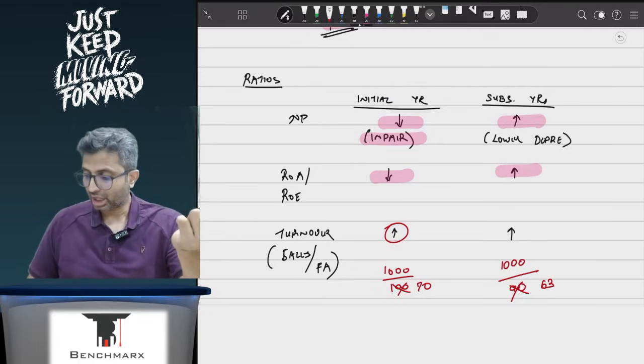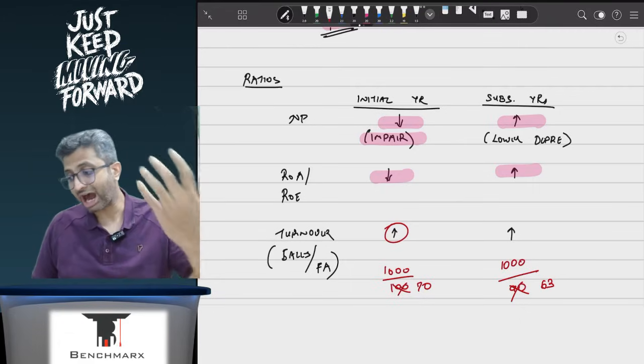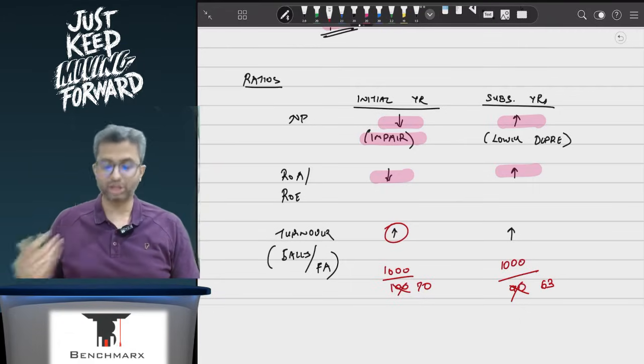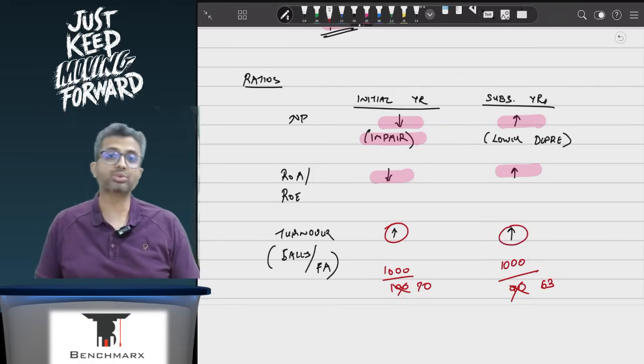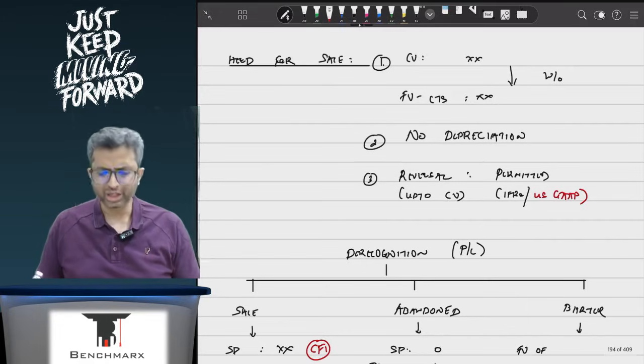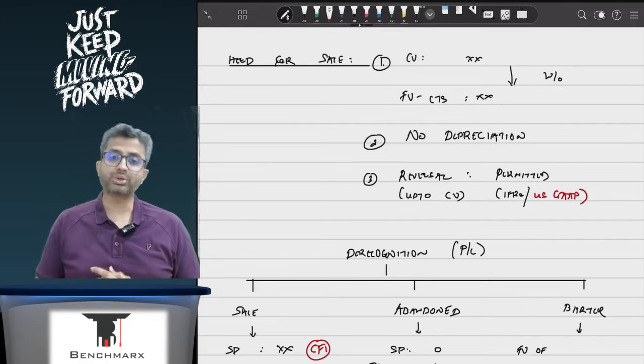So 1000 divided by 63, and you have a much higher relative turnover ratio. So turnover ratios, both for the current year as well as for subsequent years, will be higher.